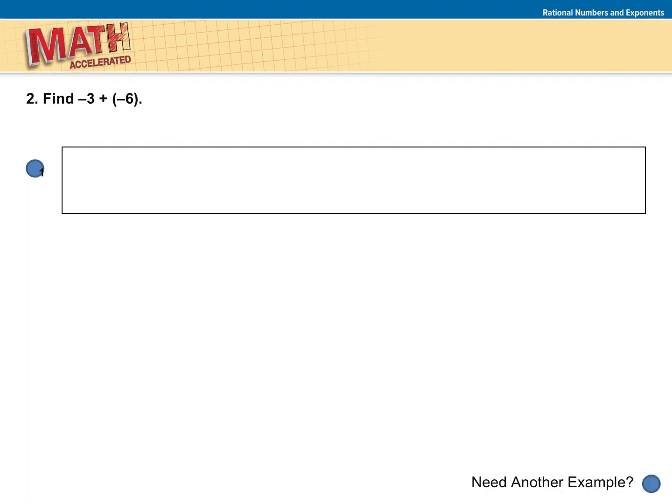Negative 3 plus a negative 6. Someone help me out. Raise your hand. McKinley. How do you get negative 9?